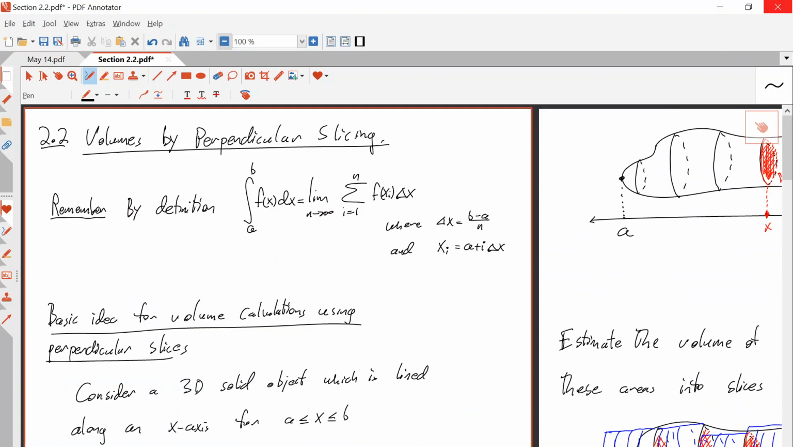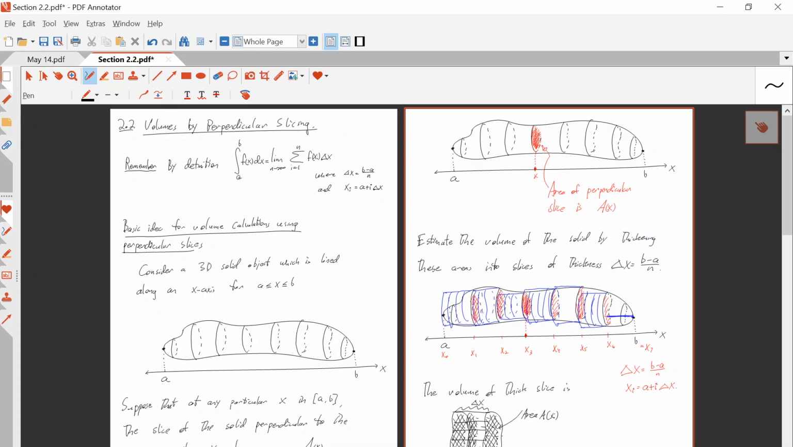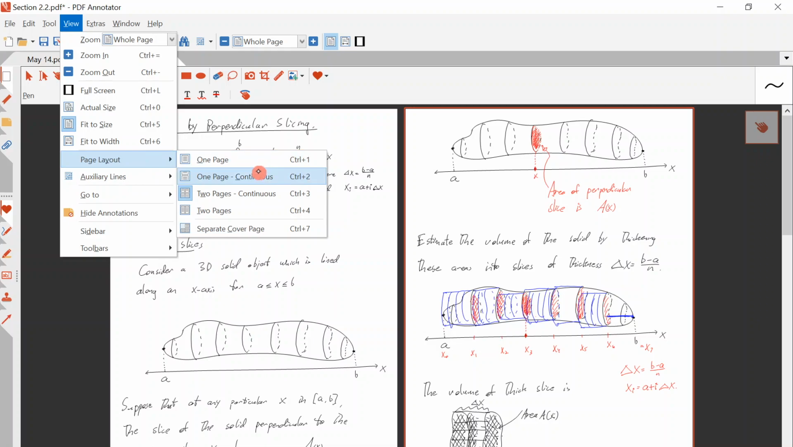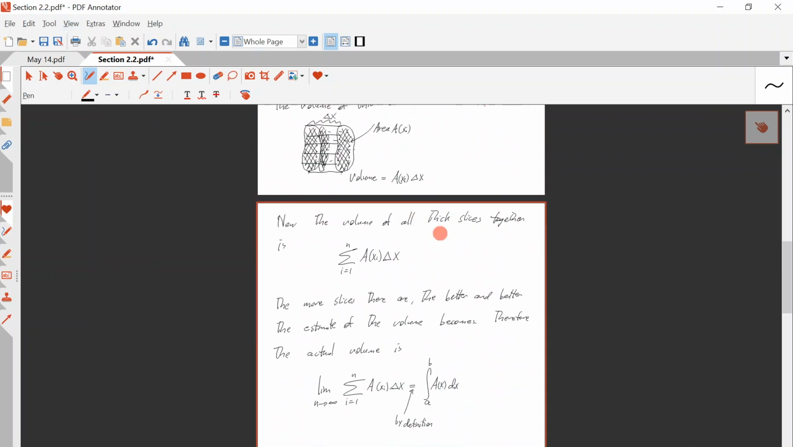Oops. Come on. View actual page layout, one page continuous. There it is.